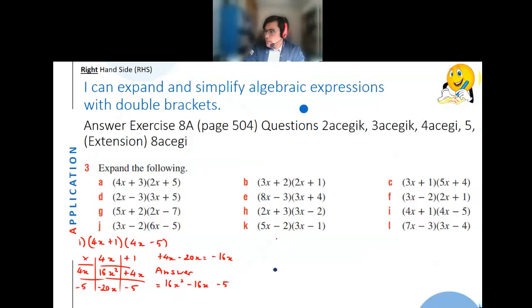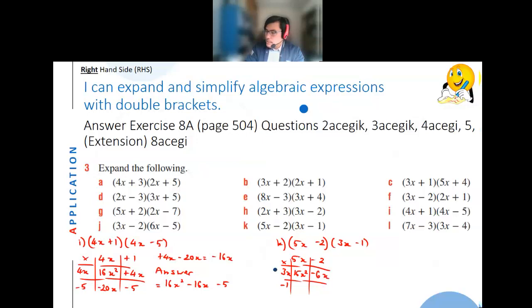And finally, we've got K, so 5x minus 2 times 3x minus 1. Okay, so 3 times 5 is 15. X times x is x squared. 3x times negative 2. Positive and negative is a negative. 3 times 2 is 6, so negative 6x.